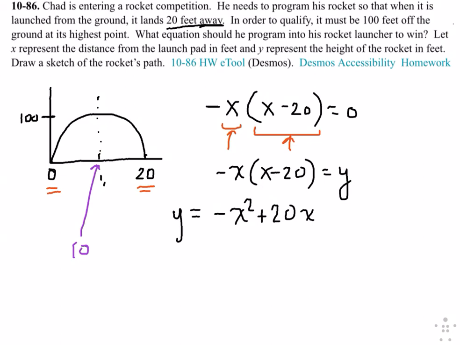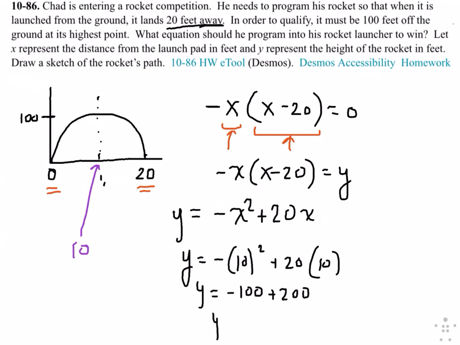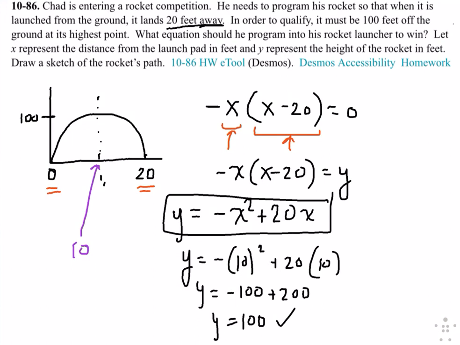So if I substitute 10 in, let's see if I get a height of 100. So y equals negative 10 squared plus 20 times 10. So y equals negative 100 plus 200. Y equals 100. So we do get our height, and we don't have to change our equation at all. And there's the equation of the parabola that represents the rocket in Chad's competition.